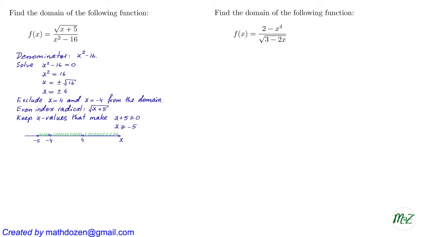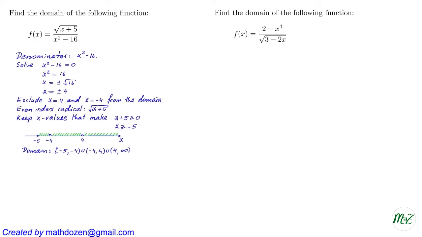So these three intervals are shaded in green, and they will make up the domain of the function. So domain will be the interval from -5 to -4. -5 is included and -4 is excluded. Then the second interval is the interval from -4 to +4, that's this open interval. And the last interval is the interval from +4 to infinity. So all of that makes up the domain of this function.